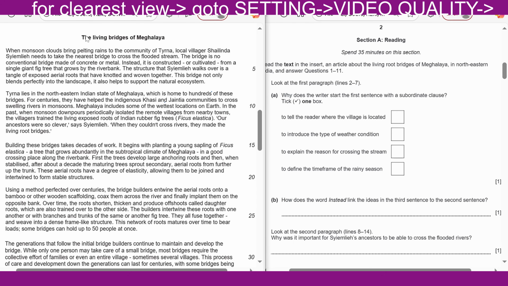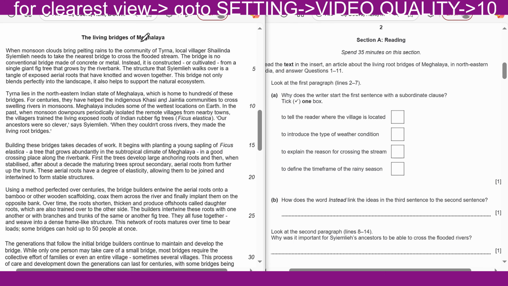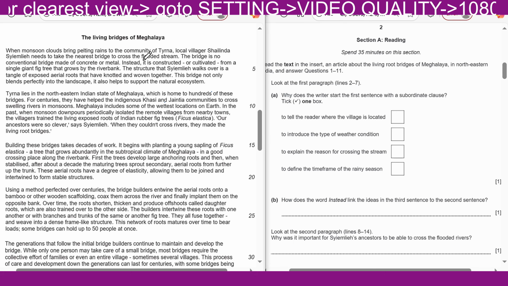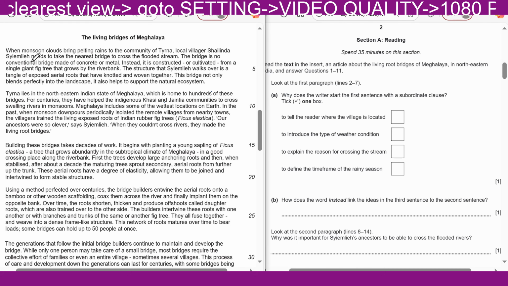Guys, here's our reading, The Living Bridges of Meghalaya. Let's start it.